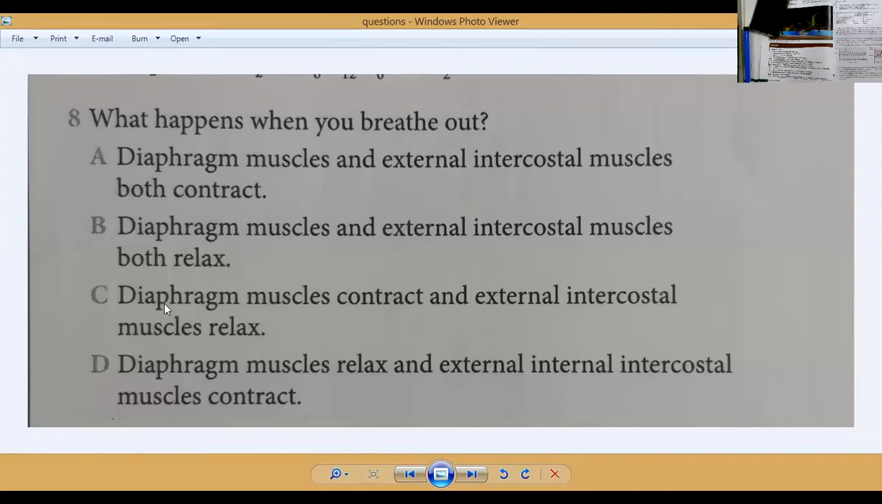C, why is C wrong? Diaphragm muscles contract? No, the diaphragm does not contract while breathing out, so that's wrong. D, diaphragm muscles relax and external intercostal muscles contract. That is wrong because no muscle contracts during breathing out.